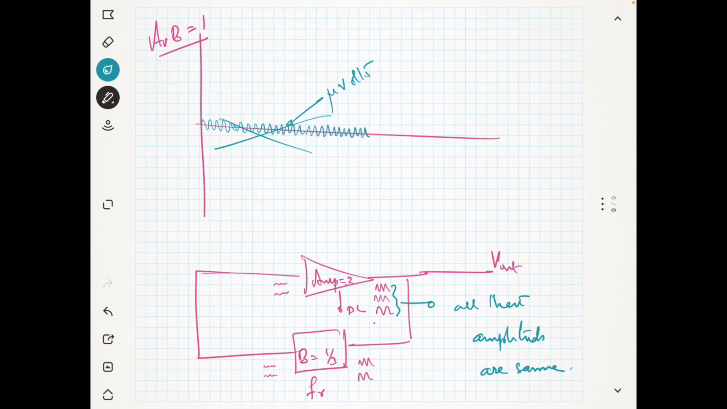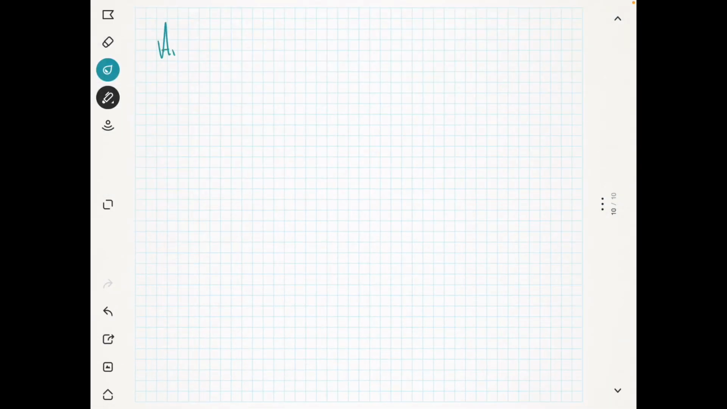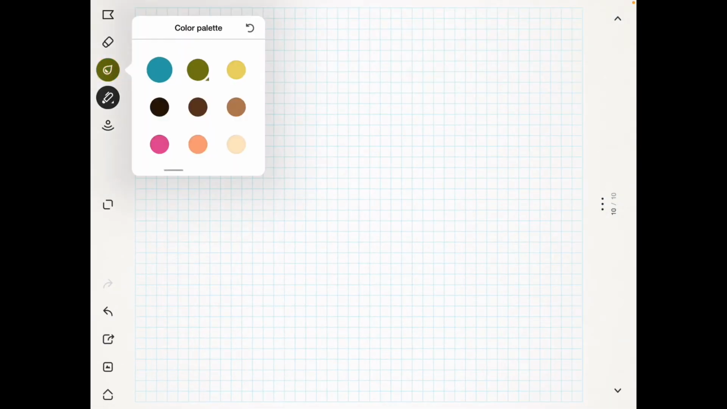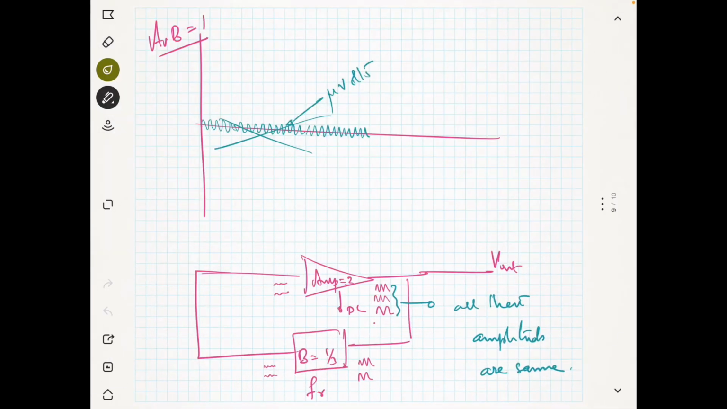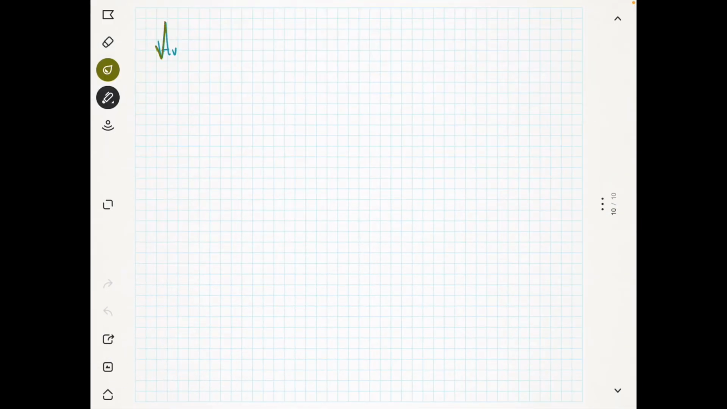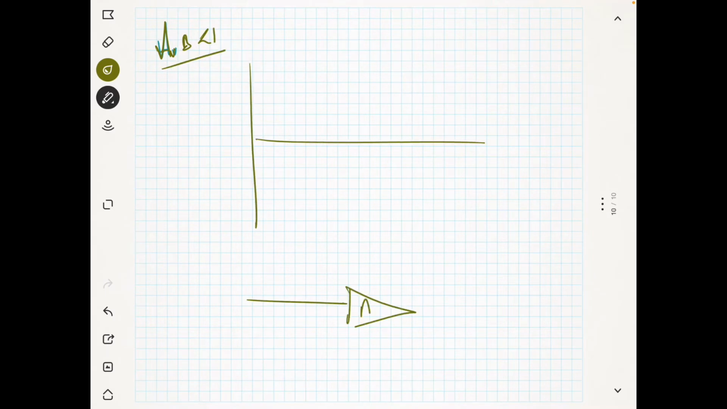Now we will see what will happen if Av times beta is less than 1. If Av times beta is less than 1, as I told you, this is your Av and this is your beta.